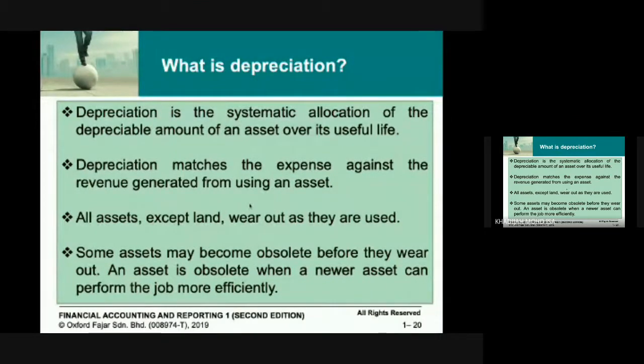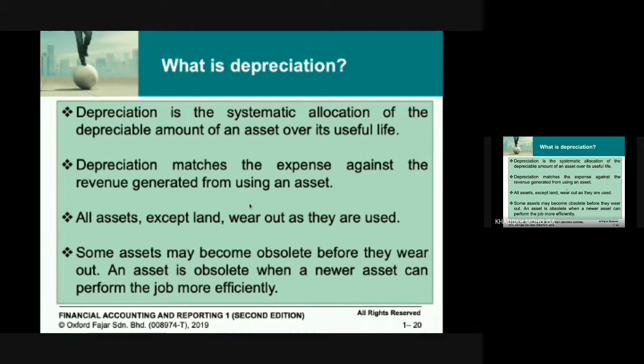So depreciation matches the expense against the revenue generated from using an asset. So there's a matching principle here. Revenue incurred, revenue earned, expenses incurred. All assets except land wear out as they are used. So it means that for all the assets that you have, you have to provide depreciation.